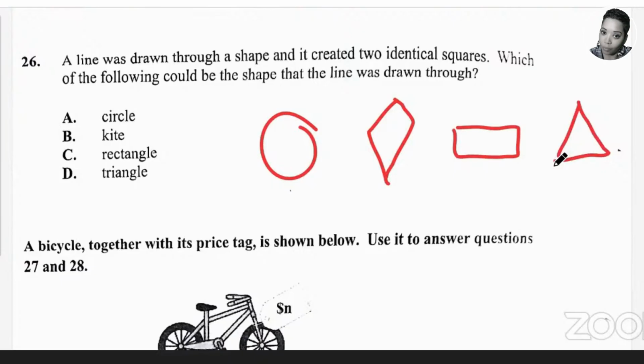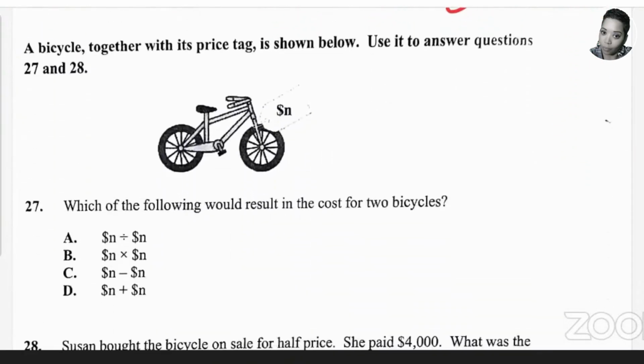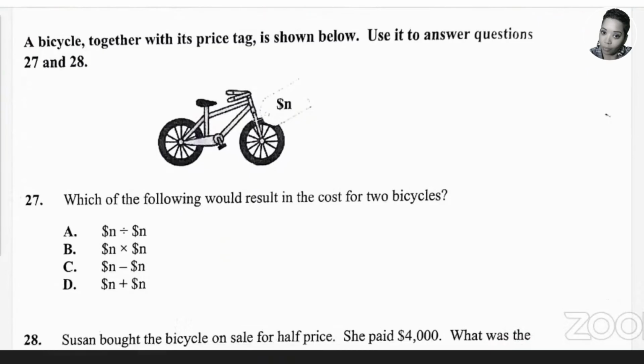Okay, so which of these, if you draw a line through, would give you 2 identical squares? And I don't think this is it. Neither this, neither this. So the answer would be this. So my answer is rectangle. Again, you have to make it as practical as possible. If you're one of those visual learners, then you have to draw shapes, draw things to see what your answer should be.